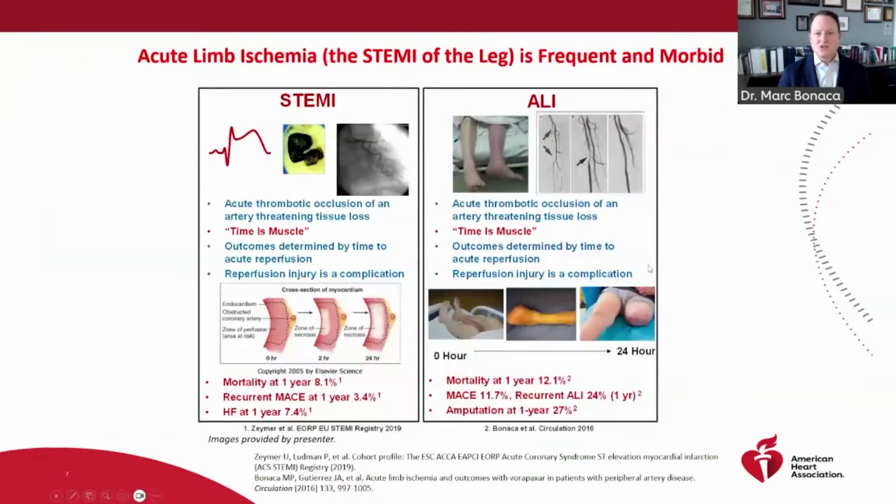And that's what this slide shows you, that the patient that I presented to you had the equivalent of a heart attack of the leg. That is the acute thrombotic occlusion of a large artery threatening a large territory where time is muscle. If you don't reperfuse or open up that artery, then you have tissue loss. Time is muscle, and the mortality and rates of complications like amputation are extremely high. In fact, outcomes are worse for acute limb ischemia than what we observe for STEMI.